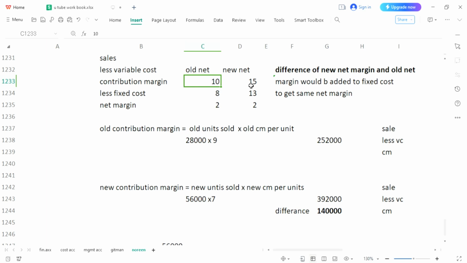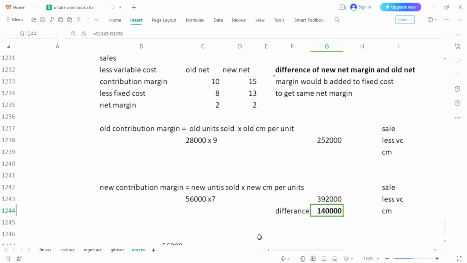We have increased our contribution margin by 5. Same 5, with same 5 we have increased our fixed cost. In both cases we were getting the same net margin. So 140,000. What we have done, the difference between new contribution margin and old contribution margin was added in fixed cost to get the same net profit.